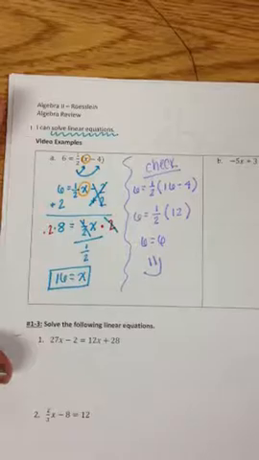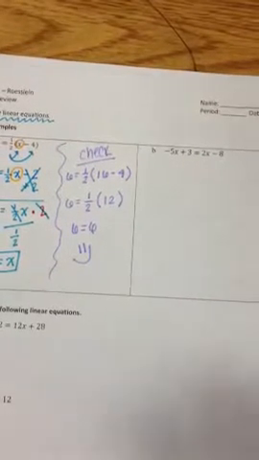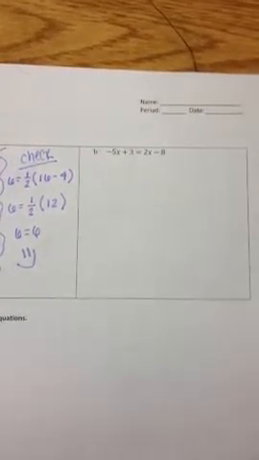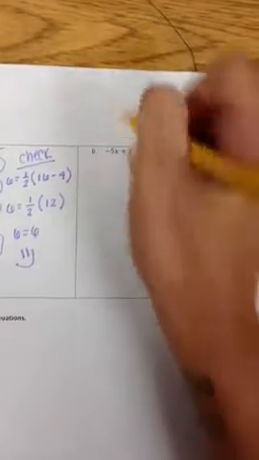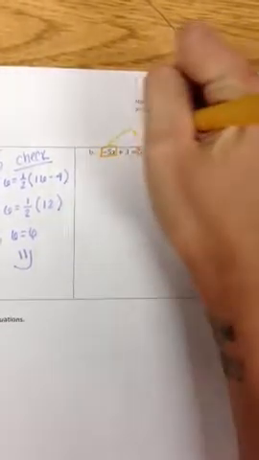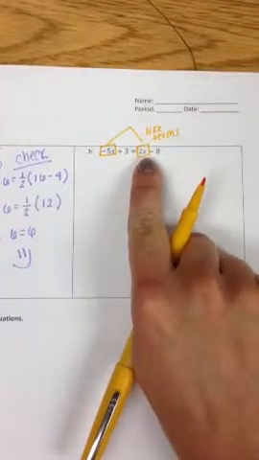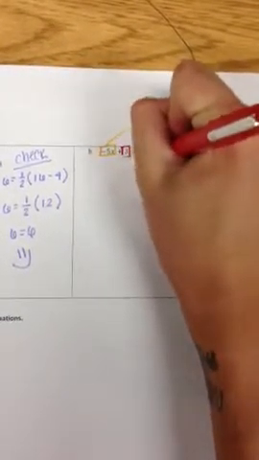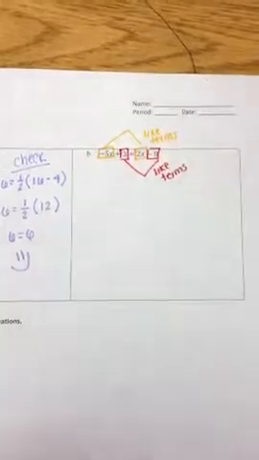Let's do one that's just slightly different. Let's look at example B. It says -5x plus 3 equals 2x minus 8. Now I want to do a little bit of review here on like terms. If I look at -5x and 2x, those are like terms. They're both alike because they have an x. Whereas 3 and -8 are like terms. They're both just numbers. So you're looking for things that are alike.